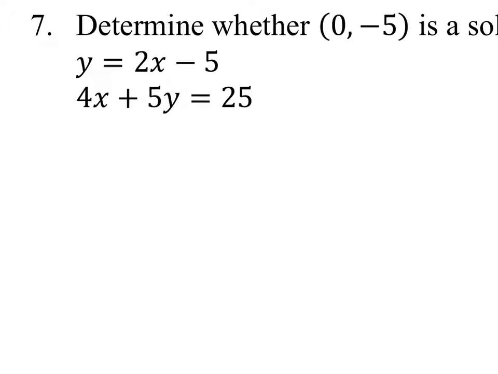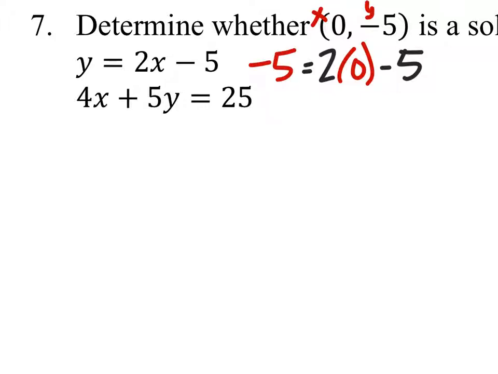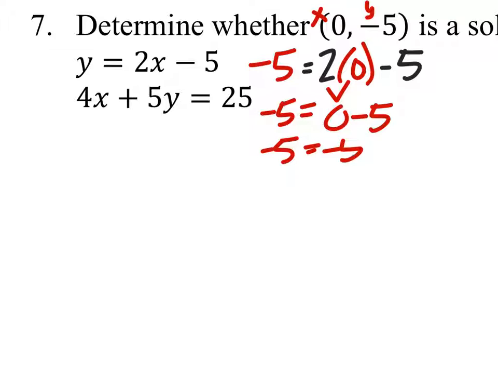All right, what about 7? Now again, this is what you do after you find your answer, to make sure that your answer is correct. Okay? So I'm going to go back to my equation. Y equals 2x minus 5. And I'll replace y and x with their respective values, 0 and negative 5. So 2 times 0, and this should equal negative 5 right here. 2 times 0 is 0 minus 5. Should equal negative 5. Negative 5 does equal negative 5, so this is true.